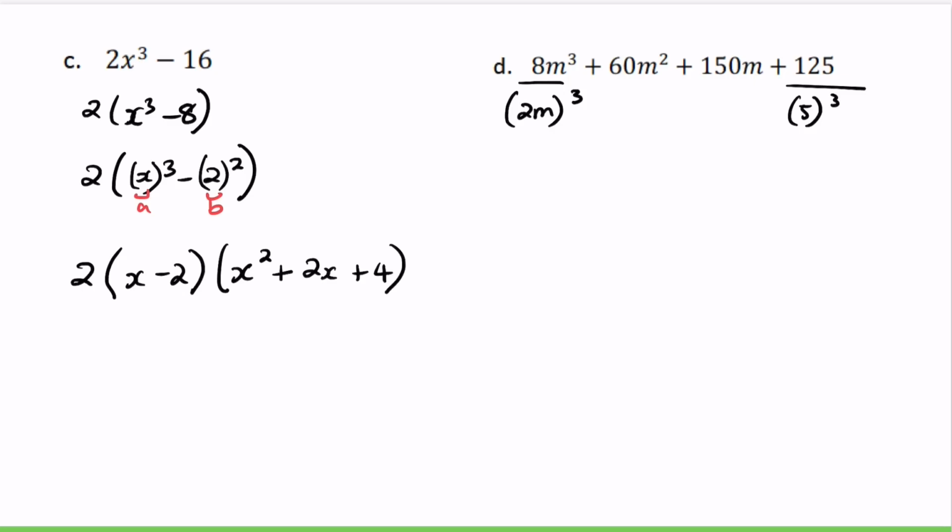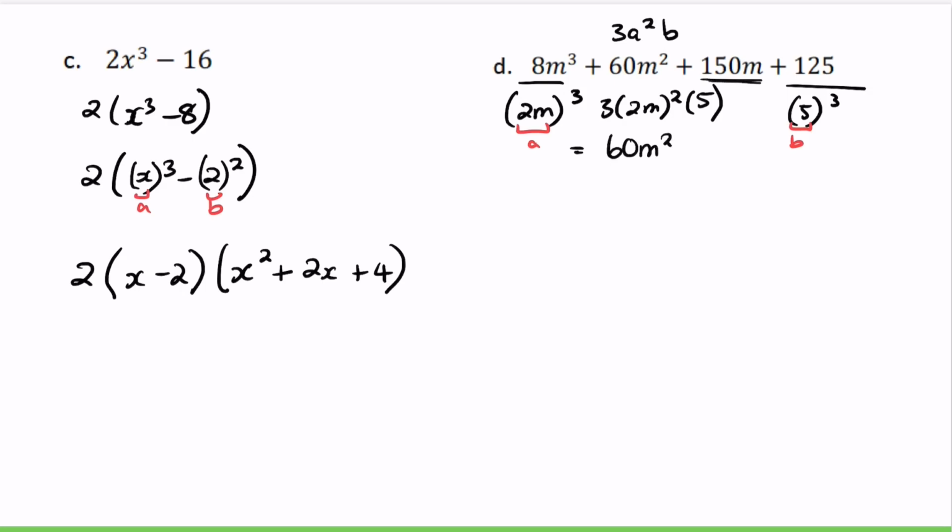Now, if this formula is in fact correct, then this term should be 3a squared b. So let's substitute in our a and our b into this formula. So that'll be 3 times 2m squared times b, so that'll be times 5. 2 squared is 4, 4 times 3 is 12, and then 12 times 5 is 60, so that'll be 60m squared, which in fact is correct.